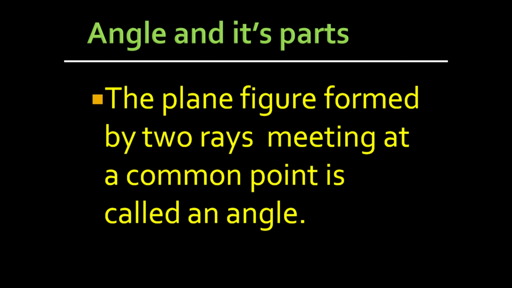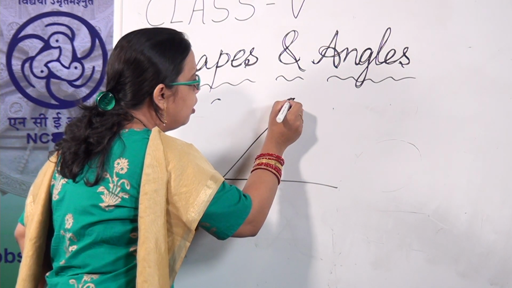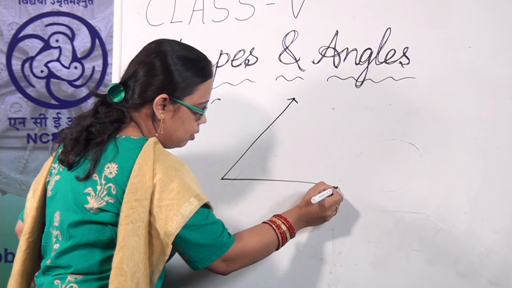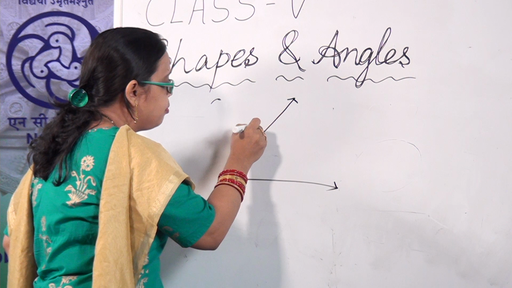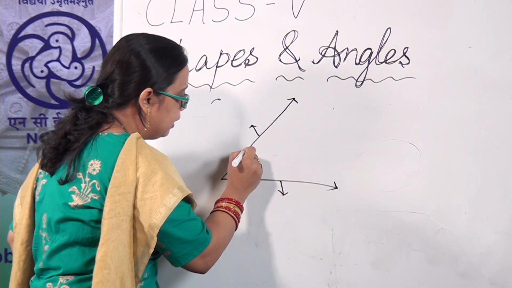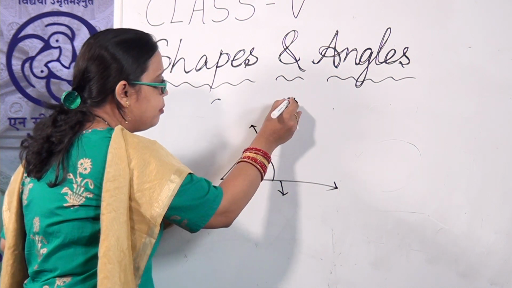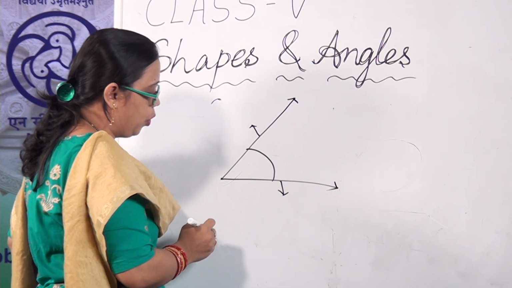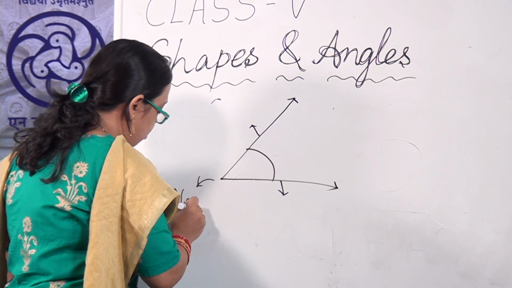As you have observed, the angle is a plane figure made of 2 arms. These are the 2 arms of the angle and this is the angle formed. They are meeting at one point. This point is called vertex.